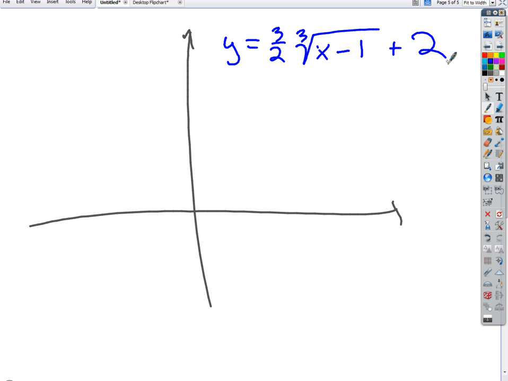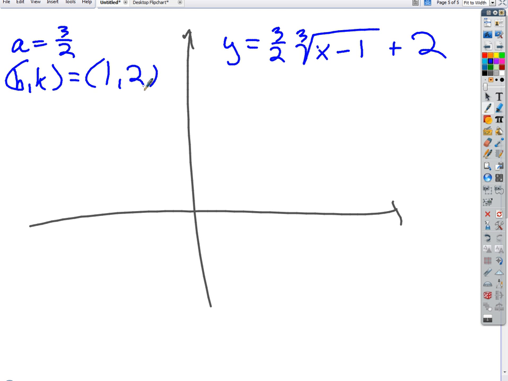Okay, so what do you think I do there? What are the values? We gotta find the values of a, h, and k. What is a? Positive 3/2. What are h and k? 1 and 2.